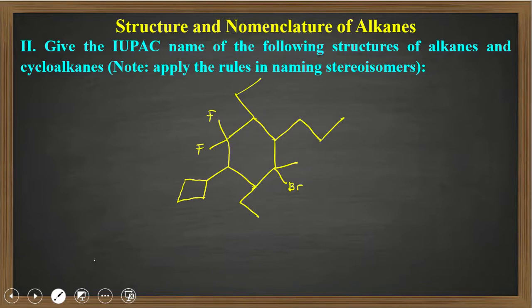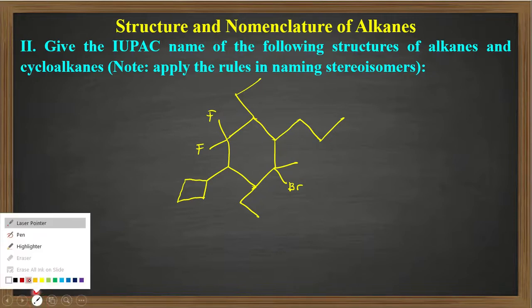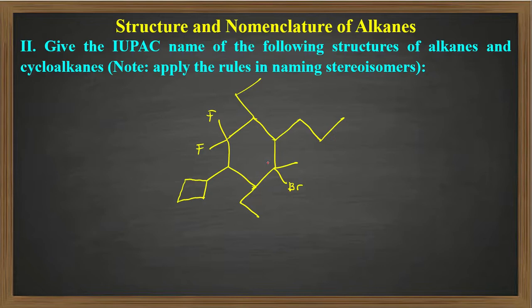Okay. So we have here a polysubstituted cycloalkane. So, initially, our carbon number 1 will be where the bromine atom is. So, this will be carbon number 1.